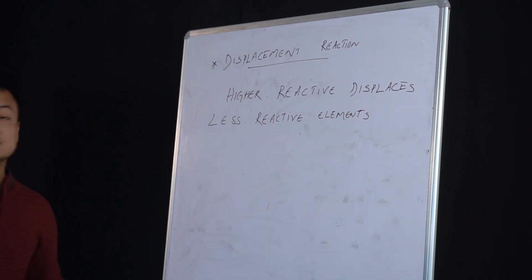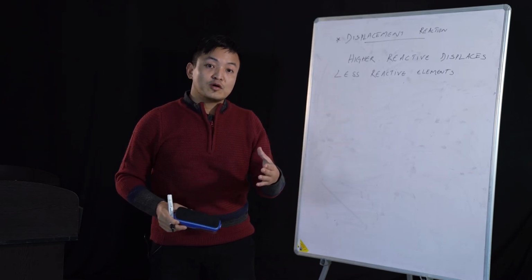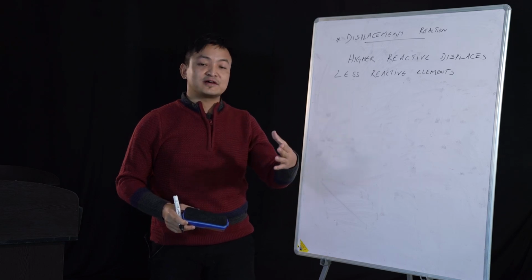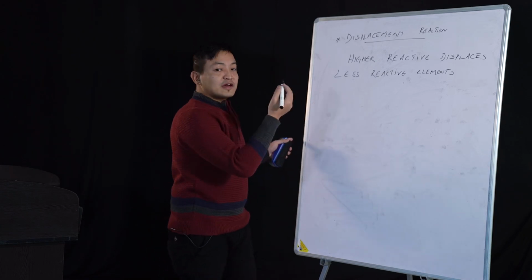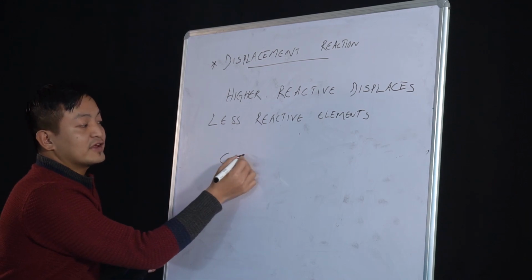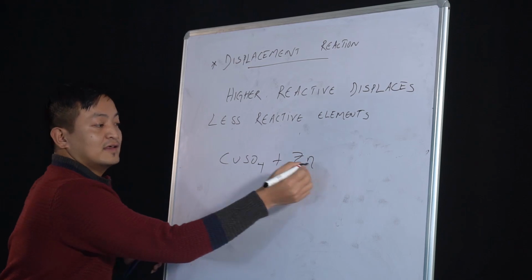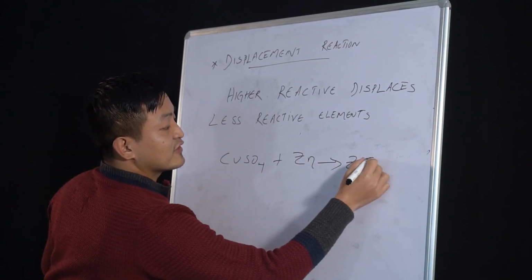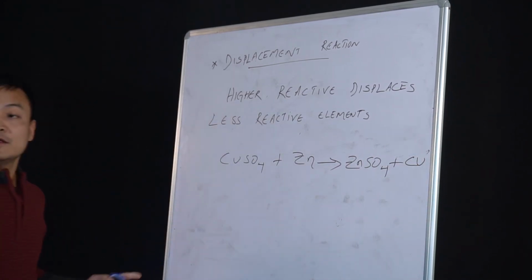So my dear students, this is the definition for displacement reaction. Here the stronger ones are going to outsmart the less reactive, the weaker ones, in simple words. So if I'll give you a chemical reaction for this one, let's take copper sulfate and let's take zinc. So the products that we'll get here are zinc sulfate and copper.